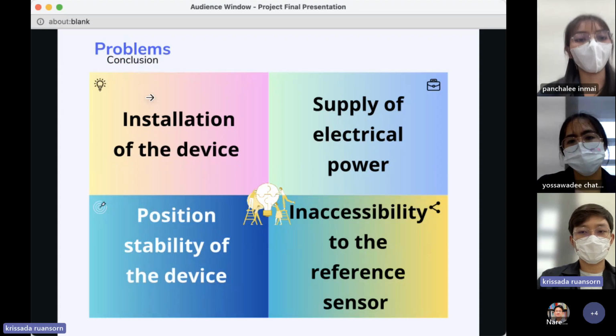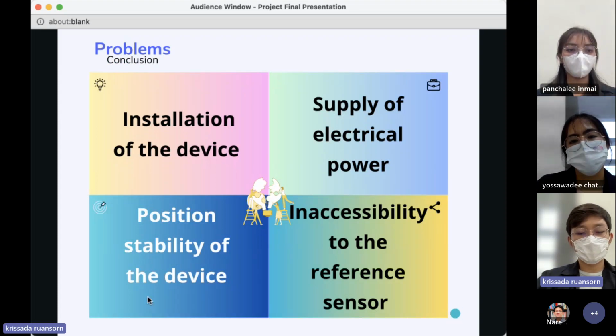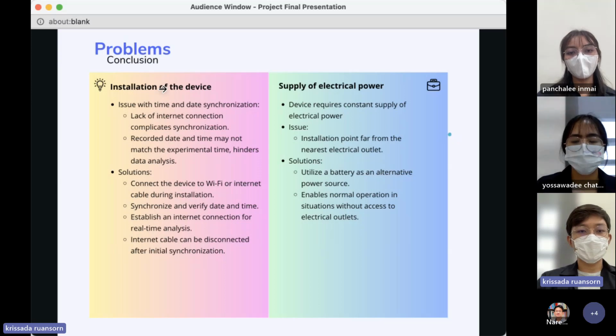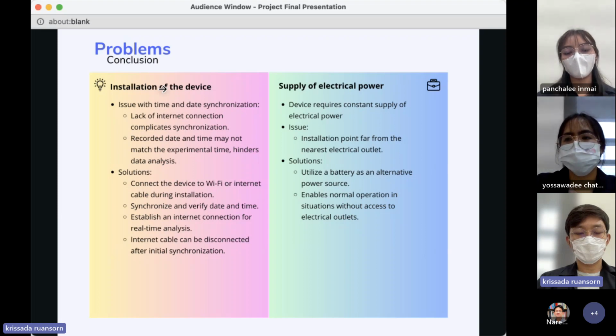And there are four problems. The first one is installation of the device, supply of electrical power, position stability of the device, and inaccessibility to the reference sensors. For the first problem, installation of the device, there is the need for internet connectivity to synchronize the device time and date with the current setting. Without proper synchronization, the recorded data may not correspond to the actual experiment time.